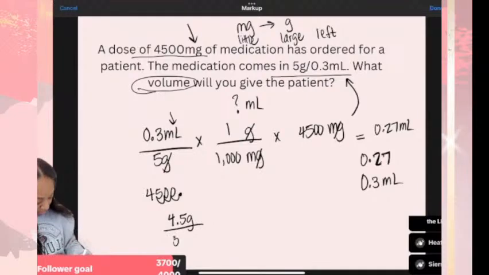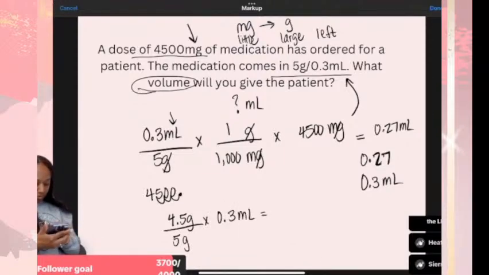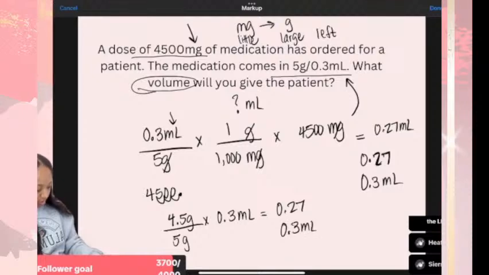4.5 is what we desire, and we have 5 times 0.3 milliliters. So if you do the math, 4.5 times 0.3 divided by 5 is the same thing, 0.27. Or if you can round, 0.3 mLs.